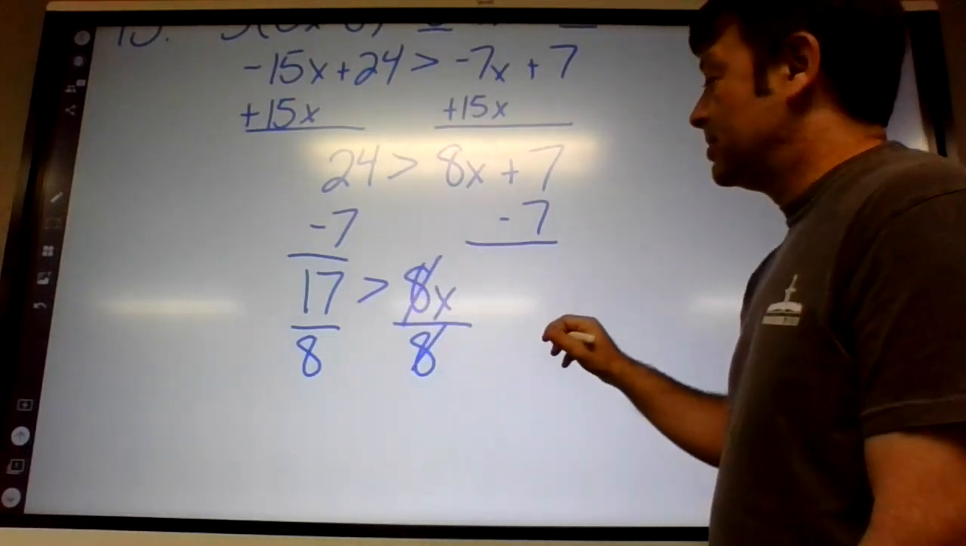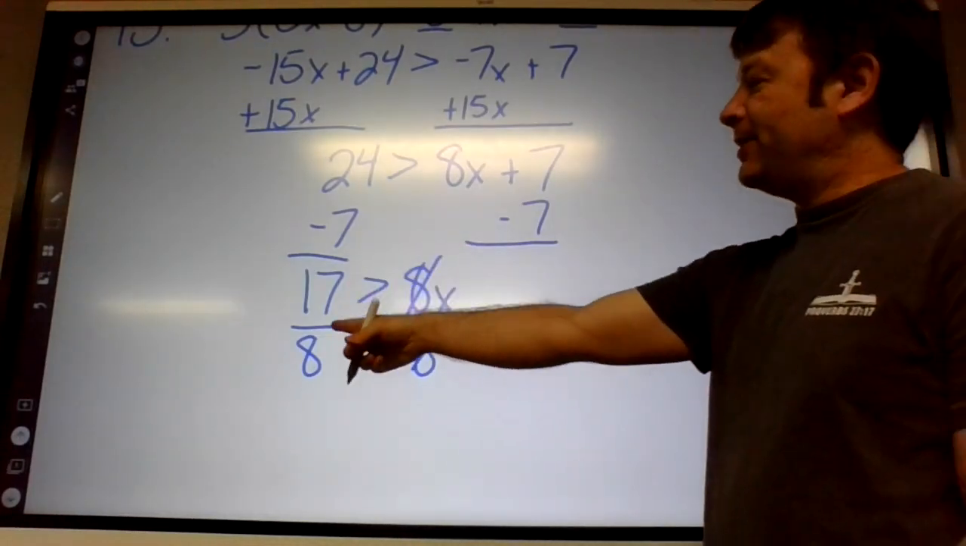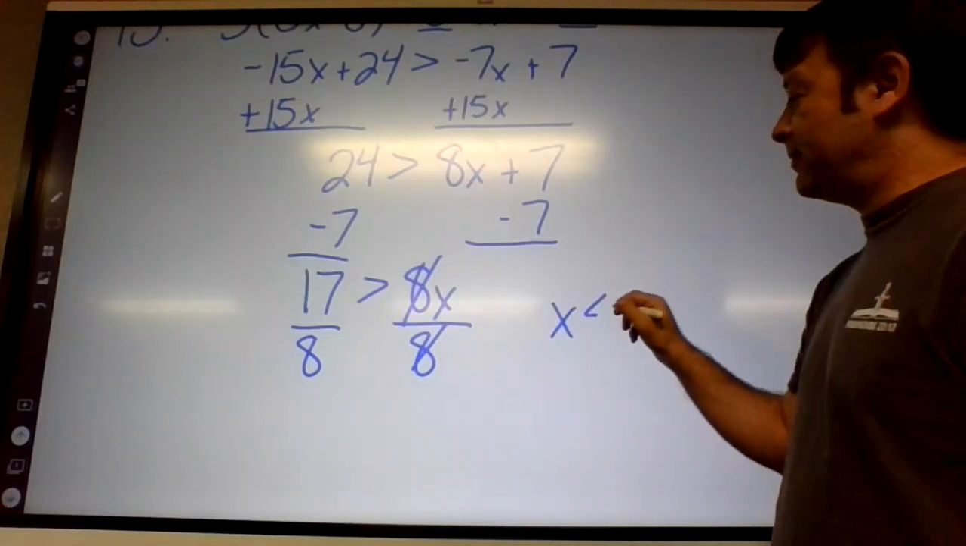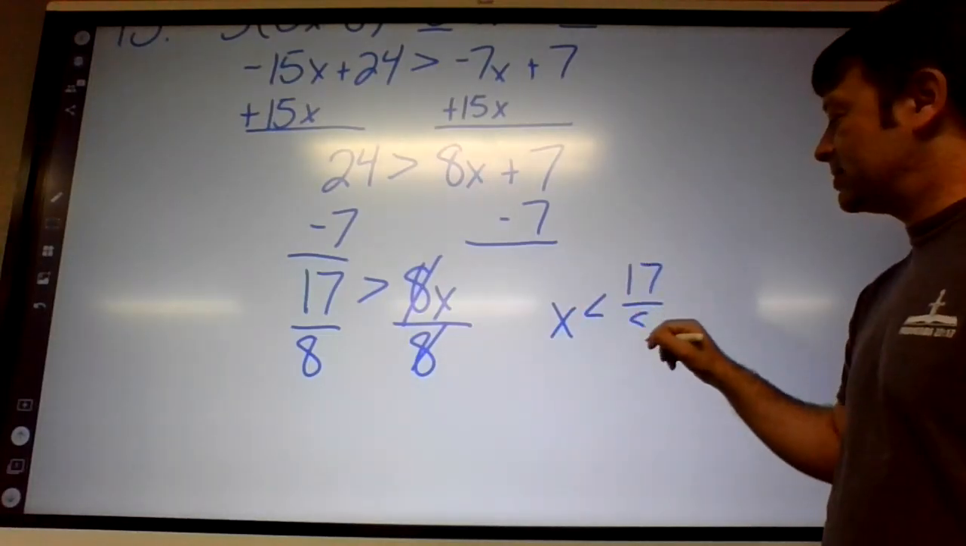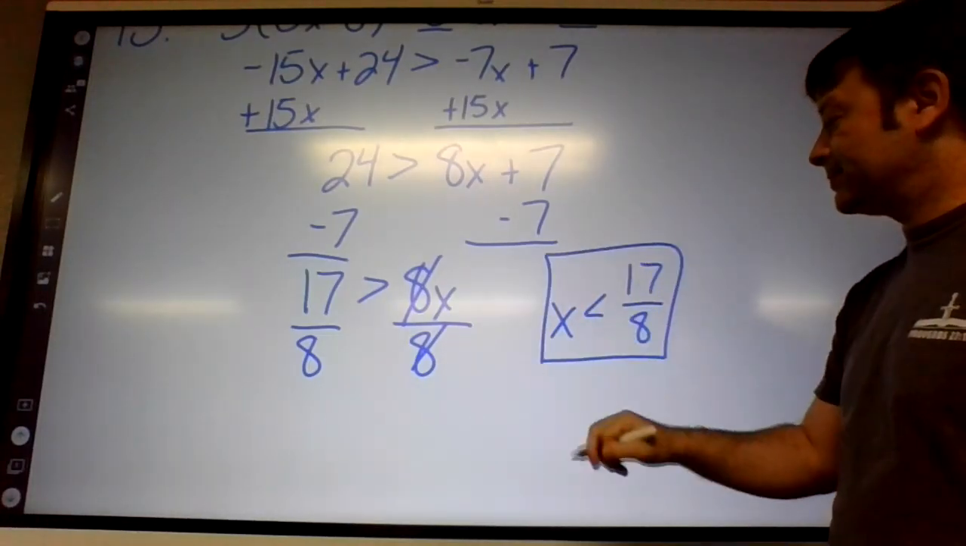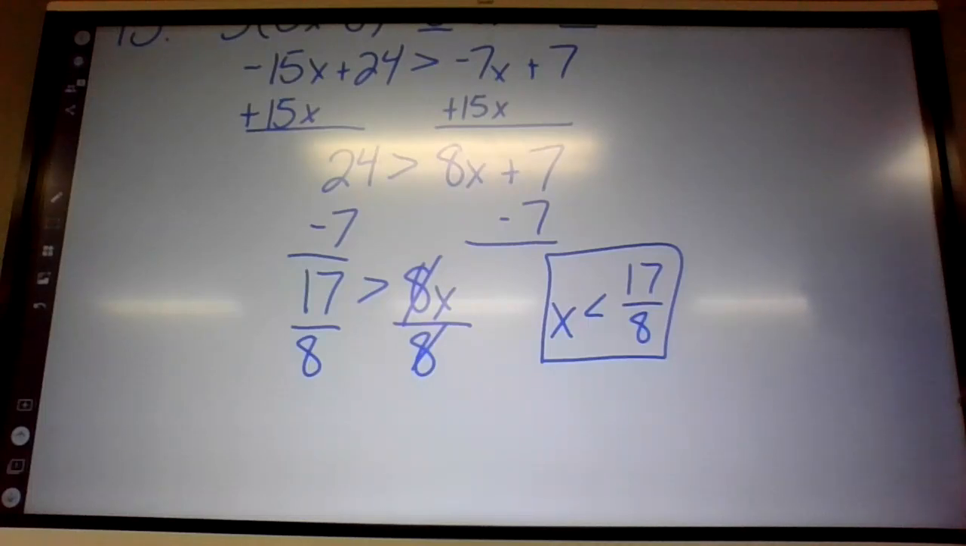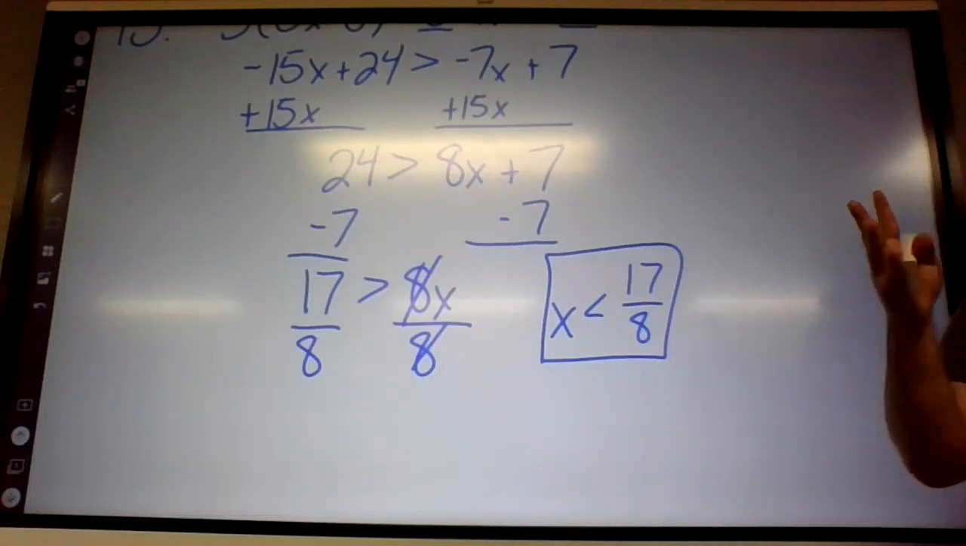Okay. So does 17 divide by 8? No. Not very well. So it's x is less than 17 over 8. Wait. Because I put x on the left, I switched the sign around too.